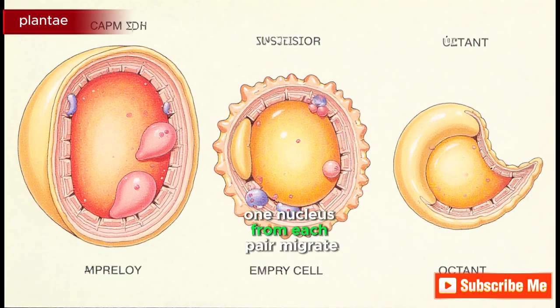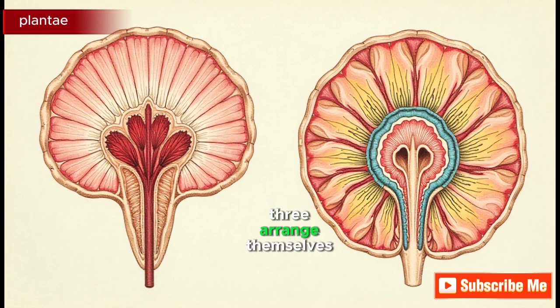One nucleus from each pair migrates to the center and fuses to form a tetraploid, 4N, secondary nucleus. At the micropylar end, three nuclei form the egg apparatus, while the remaining three, at the chalazal end, form the antipodal cells. In Adoxa type, the 8-nucleate, 4 megaspore nuclei divide to form 8 nuclei. Three arrange themselves at the micropylar end and form the egg apparatus. The other three are arranged at the chalazal end and form the antipodal cells, while the remaining 2 are the polar nuclei.